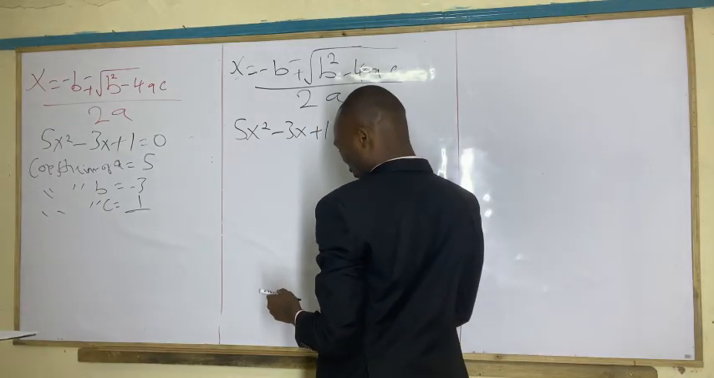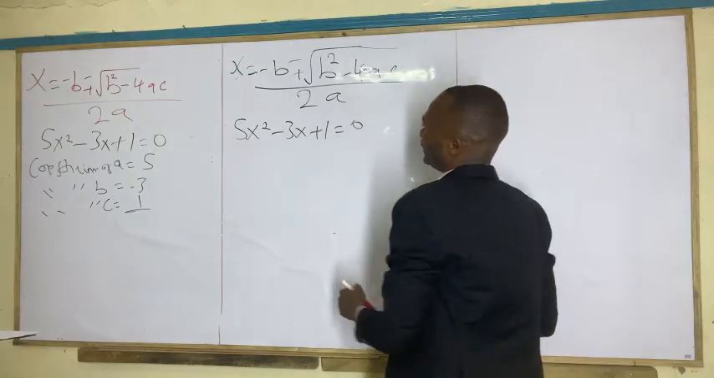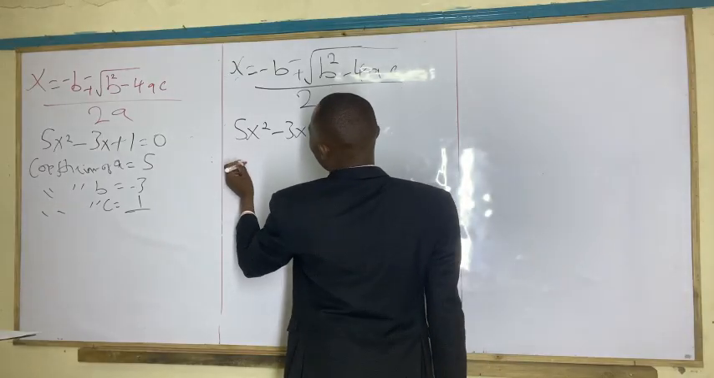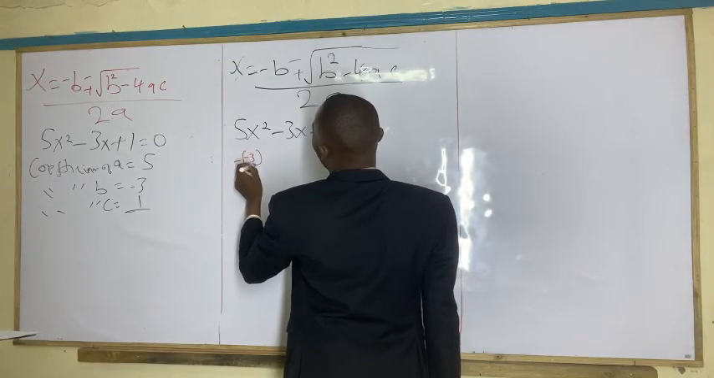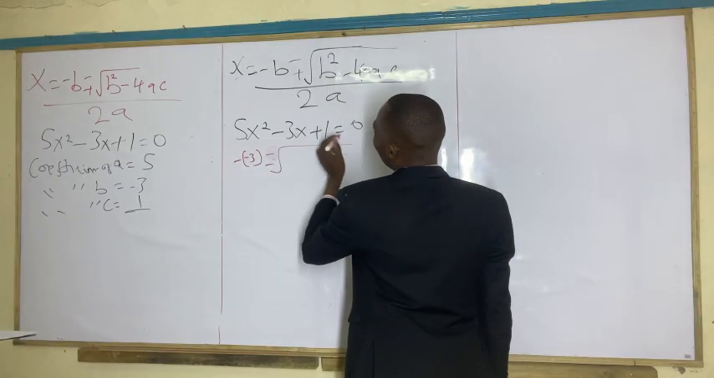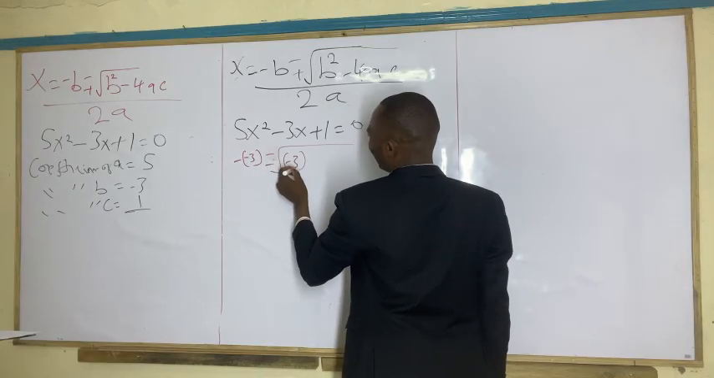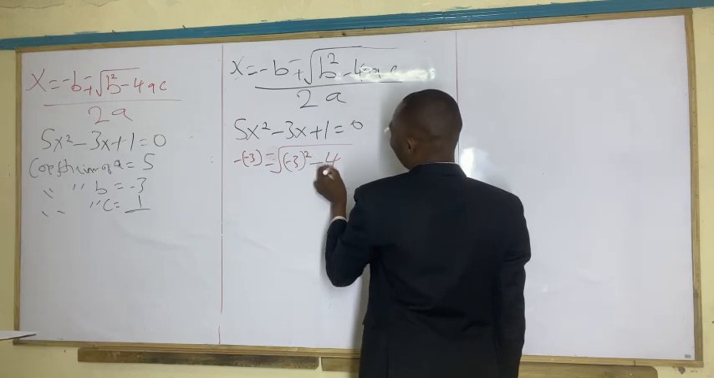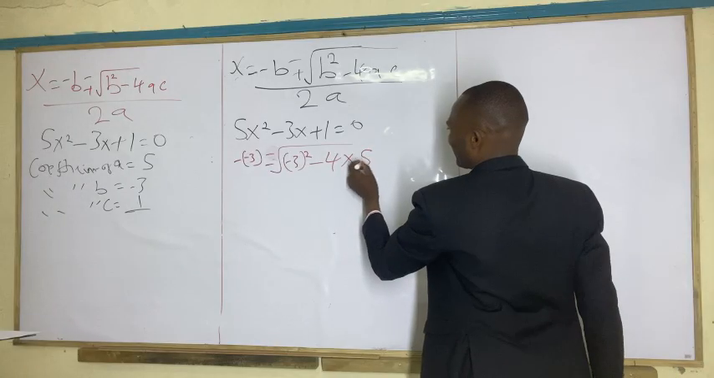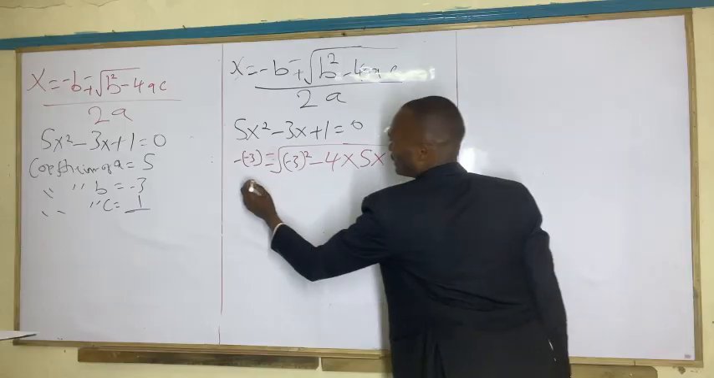Fine. So let us do the substitution. So negative B, where is negative B? This is negative B. So it will be negative of negative 3, plus minus the square root of B squared. So negative 3 squared minus 4 times A. Where is A? A is 5. 5 times C. Where is C? C is 1. Then do this.